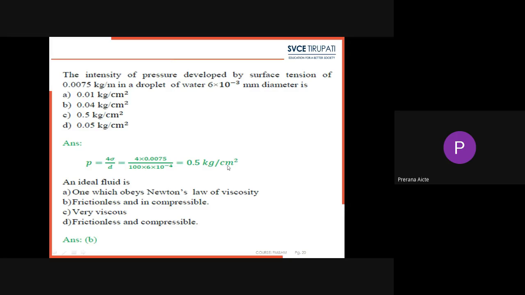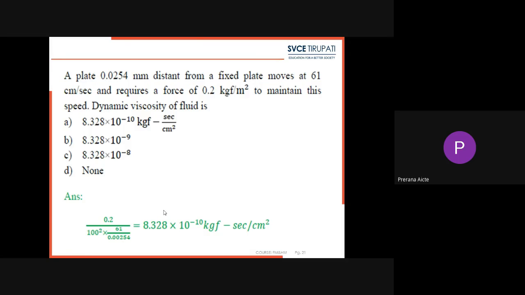Then another question: an ideal fluid is a frictionless and incompressible fluid. Here they asked to find the dynamic viscosity. To calculate the dynamic viscosity, they have given the distance, the velocity and the force. So using all these values, we have to calculate the viscosity.